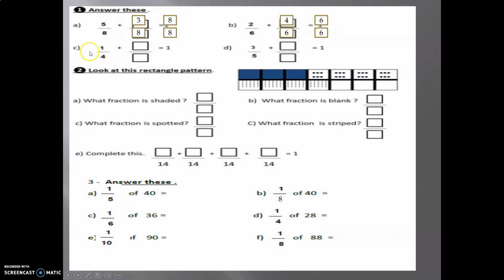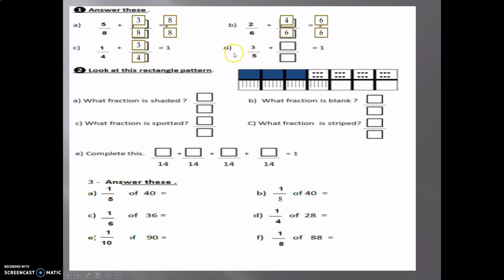In question number C, 1/4 or quarter plus what gives you 1? I don't have to change this one to 4/4. You understand that 4/4 is instead of 1. So what will be the missing denominator here? It will be 4. 1 plus what will give us 4 to make it 4/4 or 1? 1 plus 3. So quarter plus 3 quarters gives us 1 or 4/4.